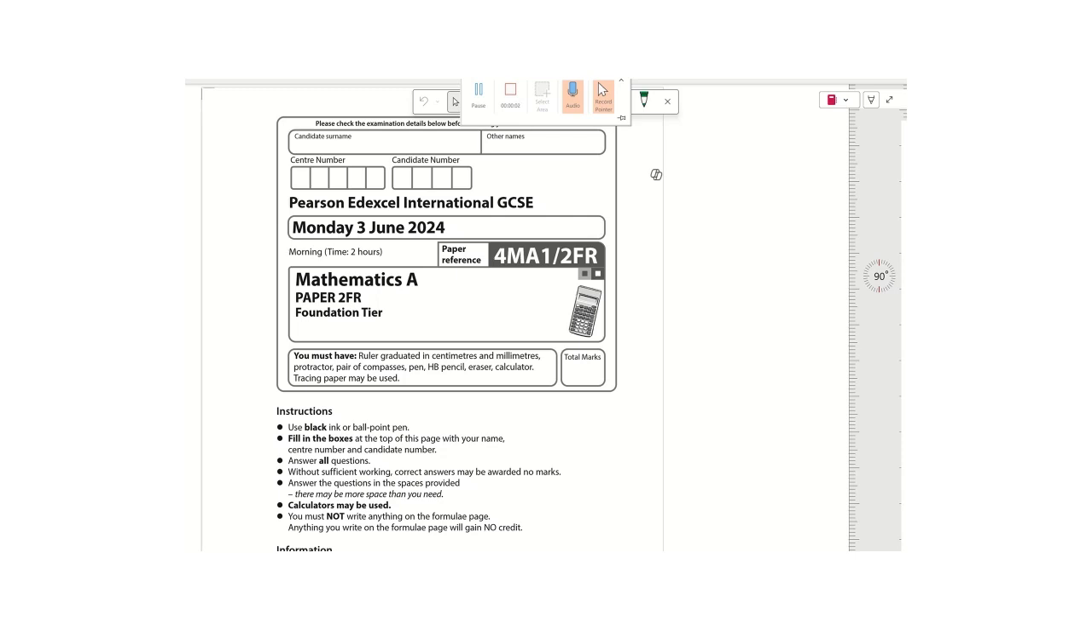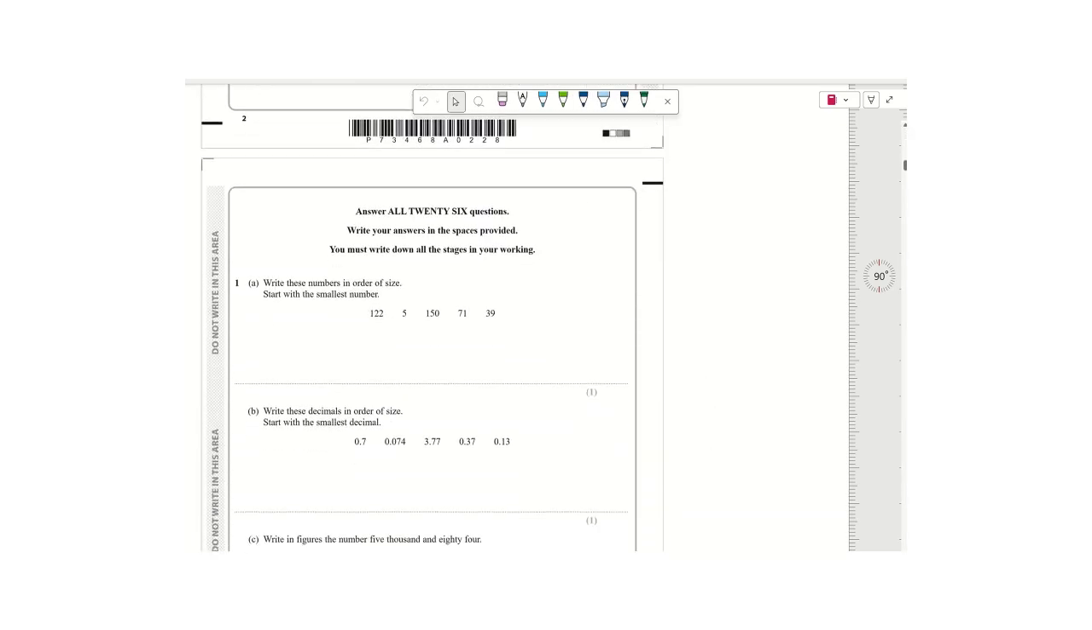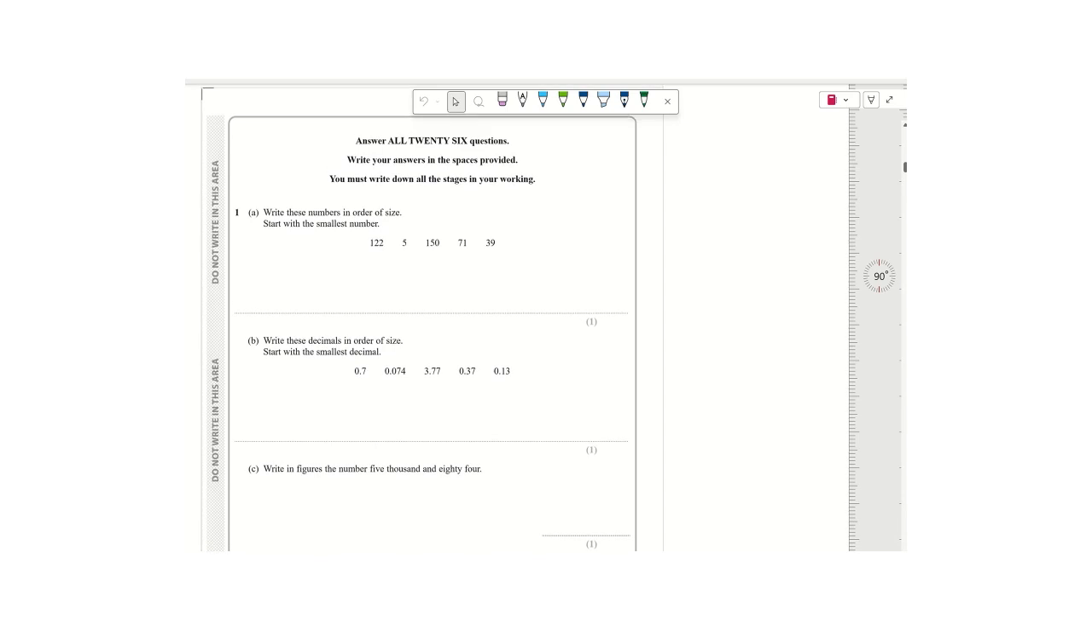So, June 2024, paper 2FR. Let's find question 1. Write these numbers in order of size, start with the smallest.